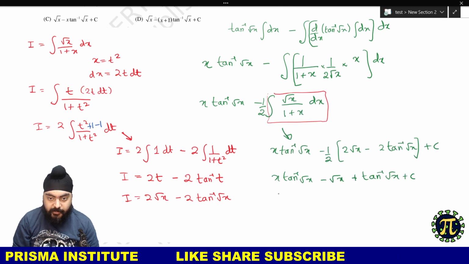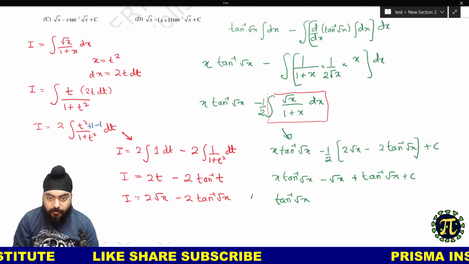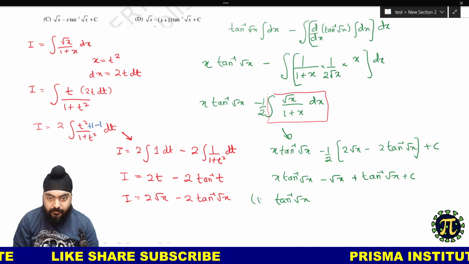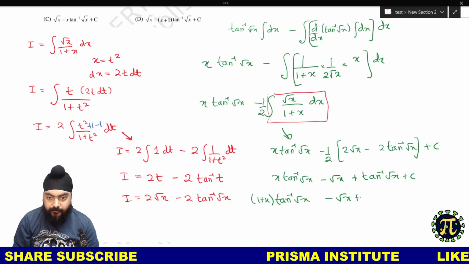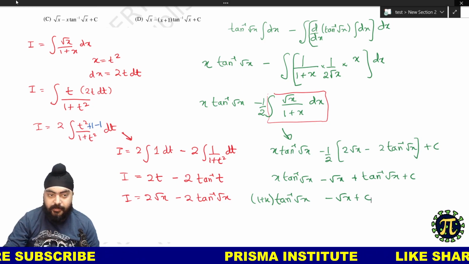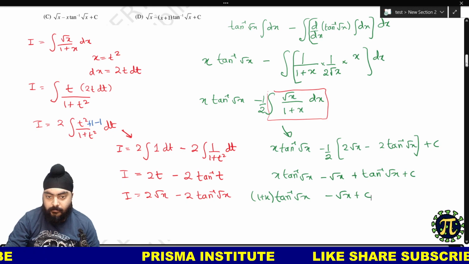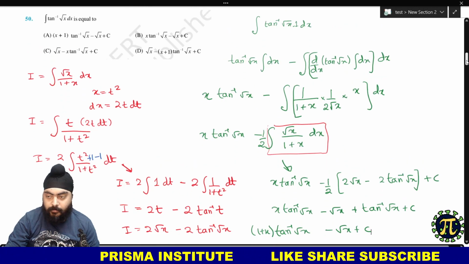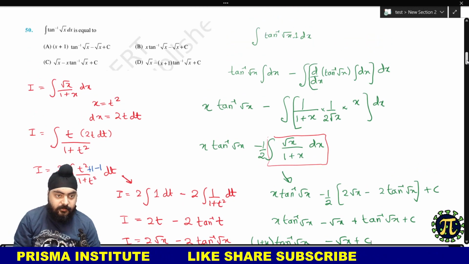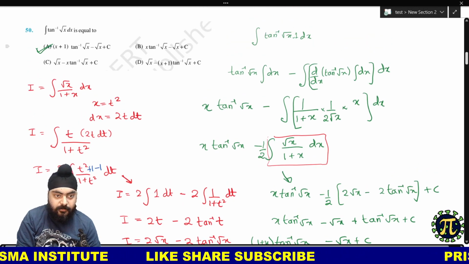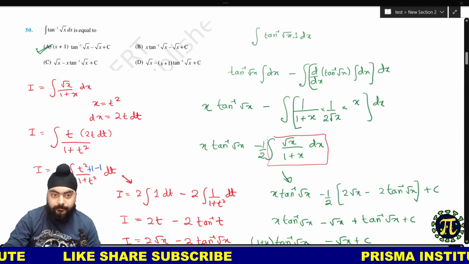So take tan inverse root x common from the first and third terms, and we get into 1 plus x, so x plus 1, right? Okay, minus root x plus c. So let's check our options for this question. Looks like option A is correct, right? Okay, so option A is our correct option. So now let's move to our next problem.